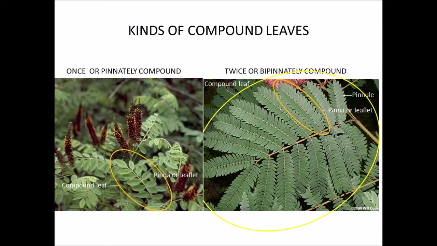In the picture on the right, it's been divided twice. So you have the main leaf stalk or petiole leading into the rachis. Then you look to the left or right, or up and down in this picture, and you'll see the individual leaf, which is further divided into leaflets. The individual leaf would be called a pinna, and then the little leaflets on the side would be called pinnules.